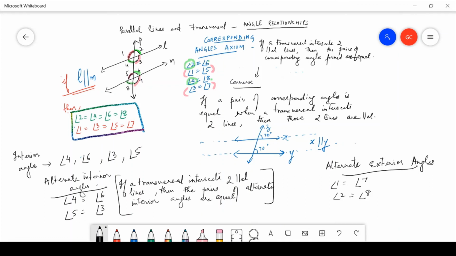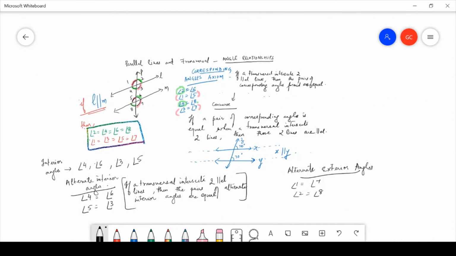So basically, this can also be stated in a similar way. If a transversal intersects two parallel lines, then the pairs of alternate exterior angles are equal. So that's giving us three very interesting different relationships. And I'm going to go into one more interesting but different relationship from all of this.